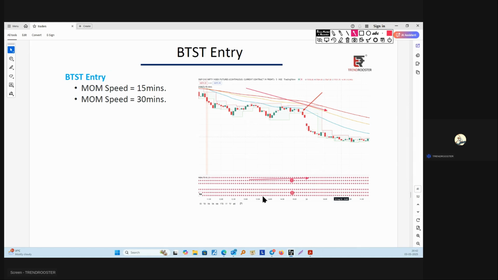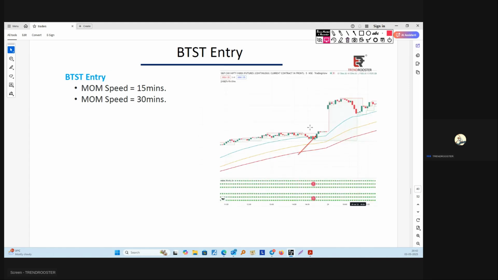When the momentums are down on a 15 minutes time frame and 30 minutes time frame, all the three speeds here and here, and the trend is down, and at 3:15 you're seeing this, you have to buy a put option. Next day you will see the gap down or follow through. So this is a very good opportunity to follow this trend and momentum in order to enter the BTST.